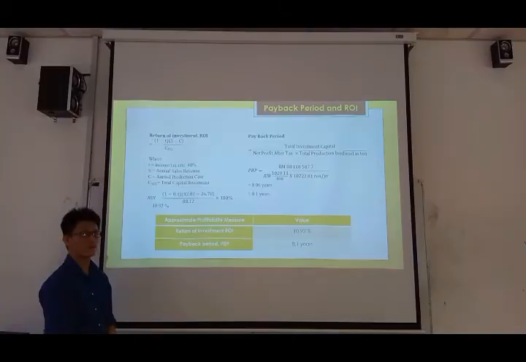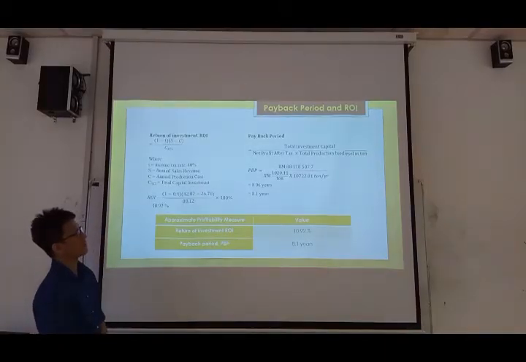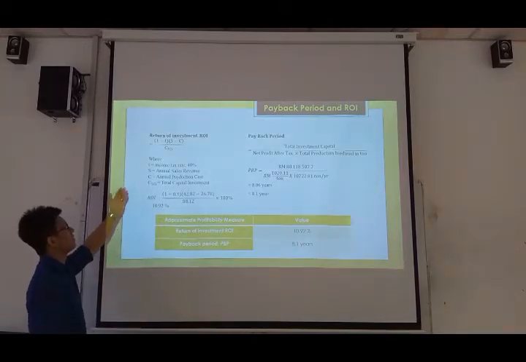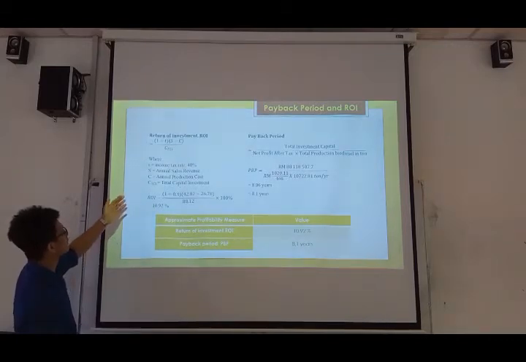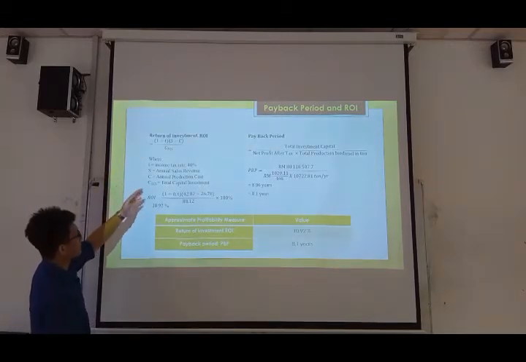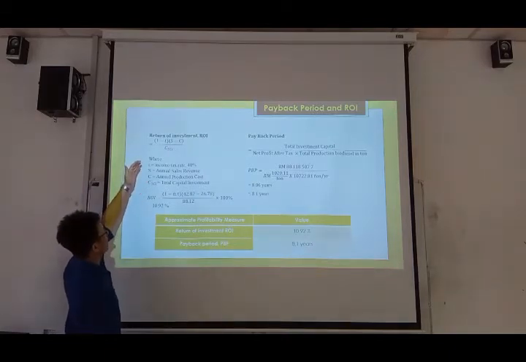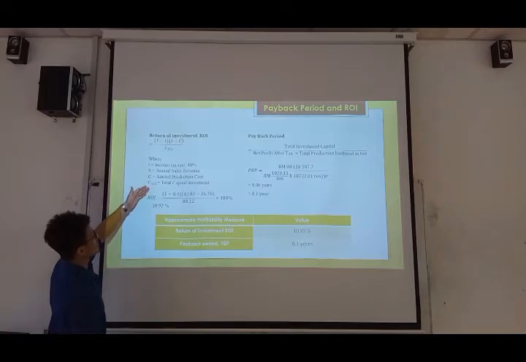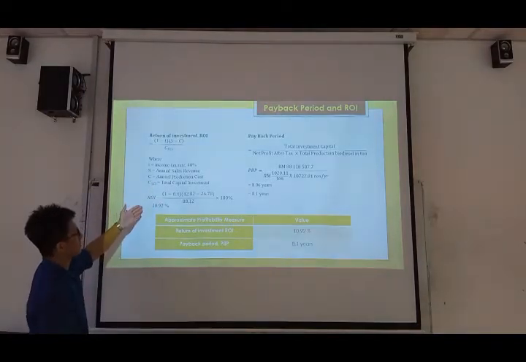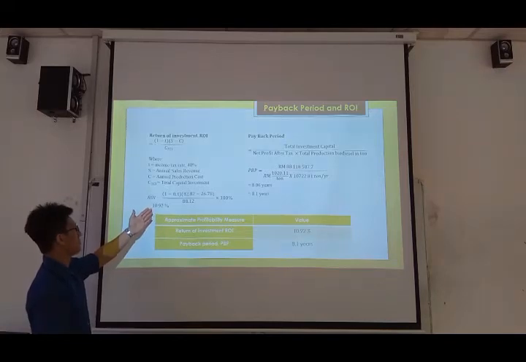Finally, we have come to the very last part of the calculation, the payback period and the return of investment. For return of investment, the ROI is equal to 1 minus the income tax rate, which is 40%, and then multiplied by the annual sales revenue minus annual production cost. Then it is divided by the total capital investment. The calculation will be shown here. We have obtained 10.92% for the return of investment.